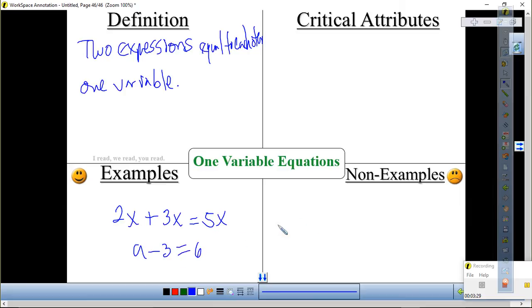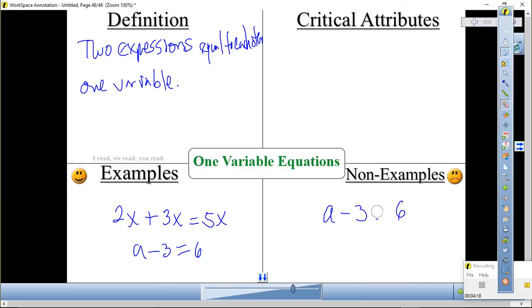How about a non-example, Ryan? 8 minus 3 equals 6. Hands if you agree with that. We're trying to find non-examples of one variable equations. Who can fix this one? We can use this one, but who can fix it to make it a non-example? Juliana. Take out the equal sign and replace it with what? An inequality? Okay. All right, that's a non-example.